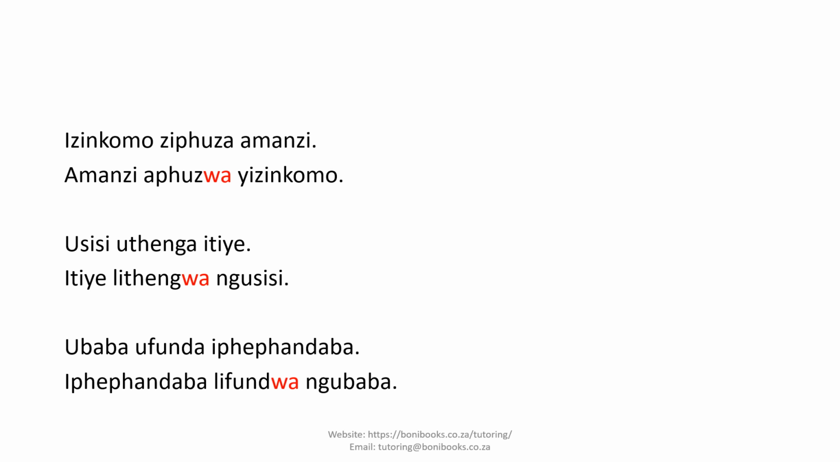But then look at the second one. Usisi utenga itiye. Itiye litengwa ngusisi. Asithi yisisi but sithi ngusisi ngoba usisi uqala ngo u. Usisi, ubaba, ngumama, ngusisi. Okay, ubaba ufunda iphephandaba. Iphephandaba lifundwa ngubaba. Okay, in that one again, ngubaba ngoba ubaba begins with the U. But they say iphephandaba lifundwa ngubaba.